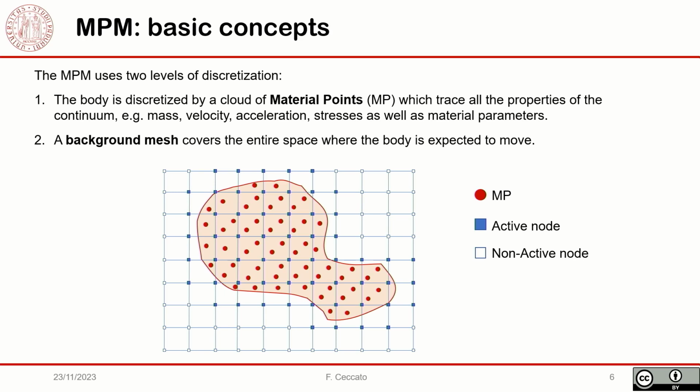The MPM uses two levels of discretization. On one side, the body, the soil, is discretized with a cloud of material points, and these material points trace all the properties of the continuum: mass, velocity, stresses, strain, material parameters, and so on. On the other hand, we have a background finite element mesh that covers the entire space where the body is expected to move. This mesh is used to assemble and solve the governing equation of motion, but does not store any permanent information like in the finite element method.